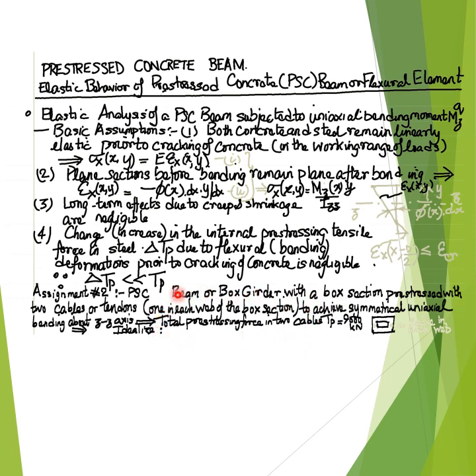And as given in the data for question number 1 in assignment number 2, the total pre-stressing force in the 2 cables is specified as Tp equal to 9,000 kilonewton, which implies that the sum total of the pre-stressing force in the two pre-stressing cables or tendons, that is one pre-stressing cable or tendon provided in each web of the box section, is 9,000 kilonewton.